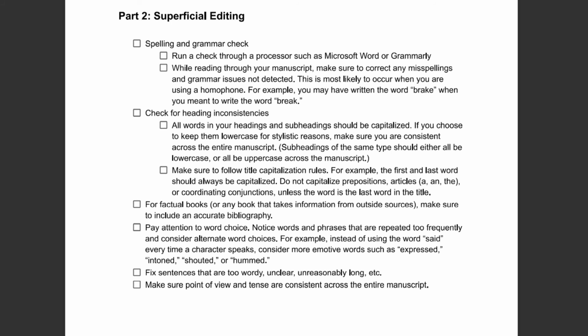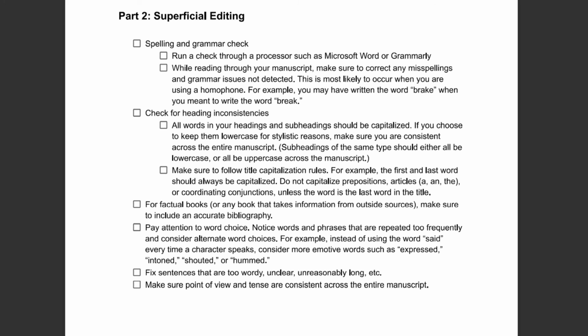Make sure to follow title capitalization rules. For example, the first and last word should always be capitalized. Do not capitalize prepositions, articles, which are a and the, or coordinating conjunctions, unless the word is the last word in the title. For factual books, or any book that takes information from outside sources, make sure to include an accurate bibliography.